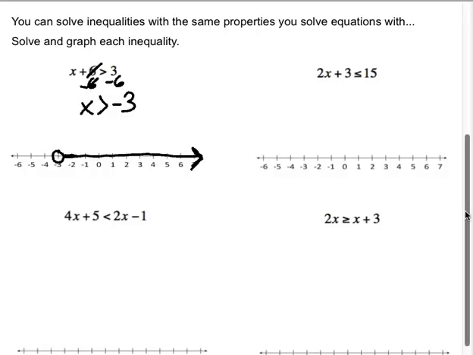You can also do two-step ones. In this one, I can subtract the 3 from both sides, and then divide by 2. So x is going to be less than or equal to 6. Less than or equal to means I want my closed circle. It means I want that 6 included in my solution set. And I'm going to face it like that.